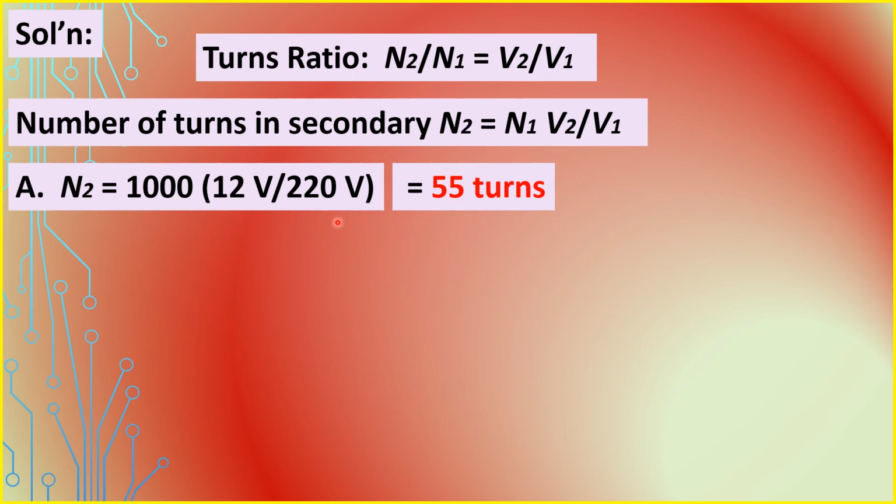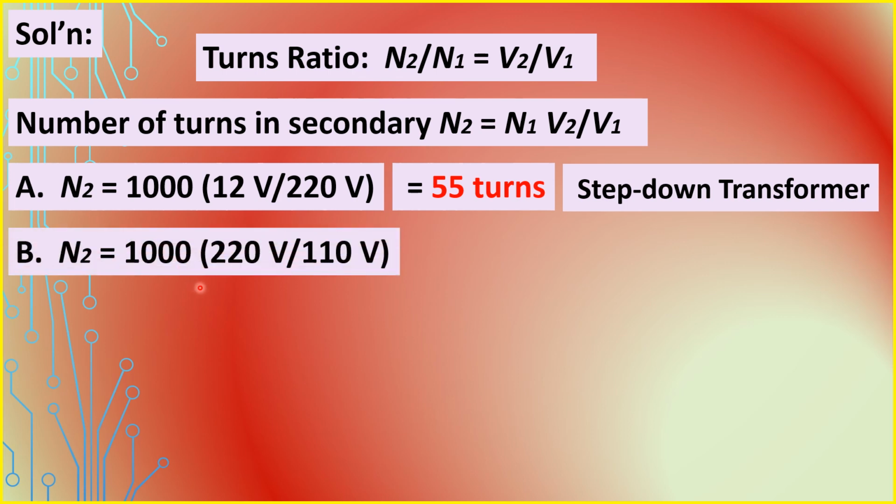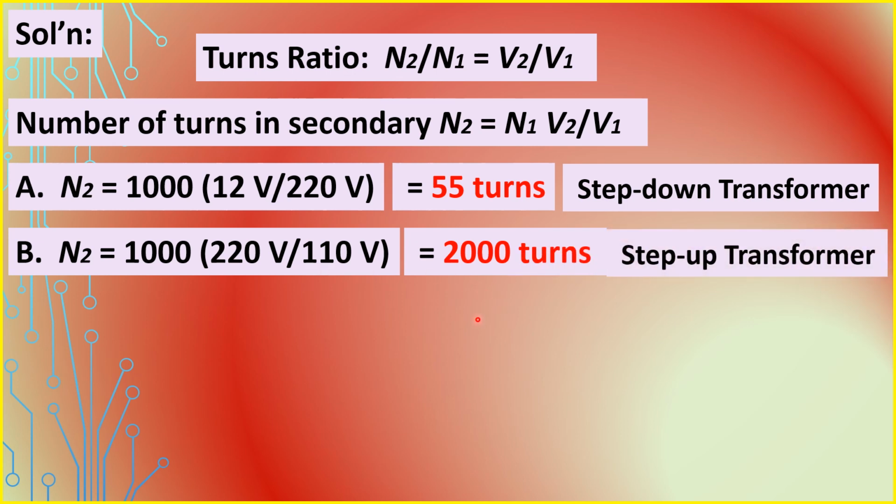And since V2 is less than V1, we classify this as a step-down transformer. For option letter B, N2 is equal to 1000 turns times V2, which is 220 volts, divided by V1, which is 110 volts. So N2 will have a value of 2000 turns. And notice that V2 is greater than V1. So we call this a step-up transformer.